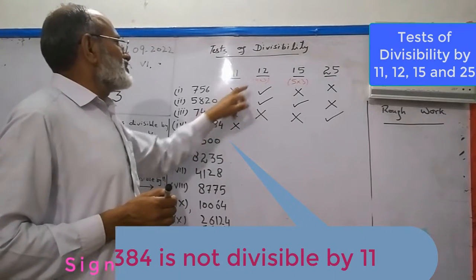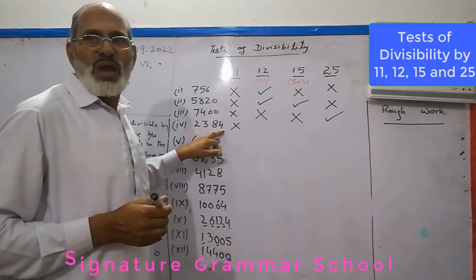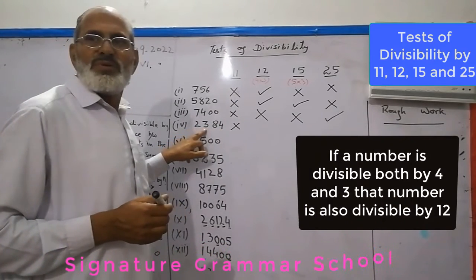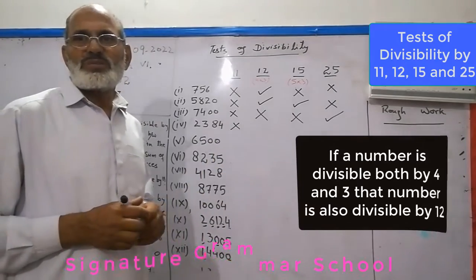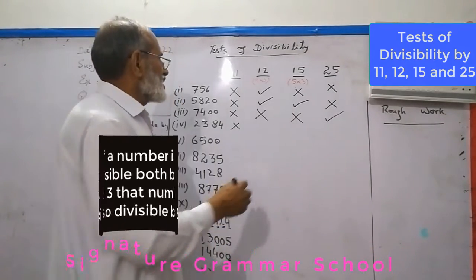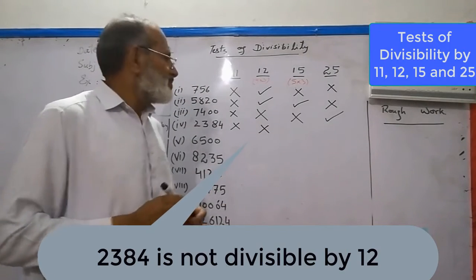Yes, 84 is divisible by 4. And now 8, 4 becomes 12. 12 plus 3, 15 plus 2, 17, and 17 is not divisible by 3. The second condition is not met. Therefore, I put here a cross.